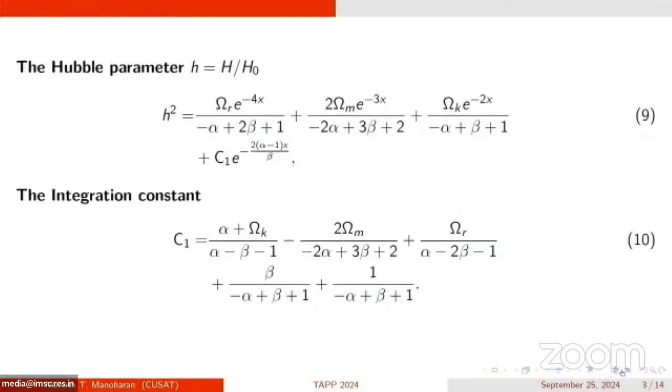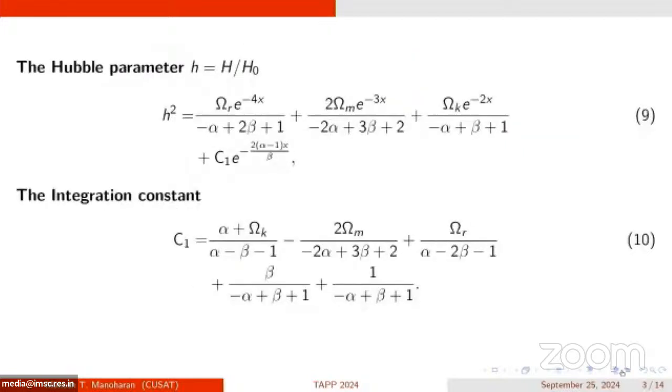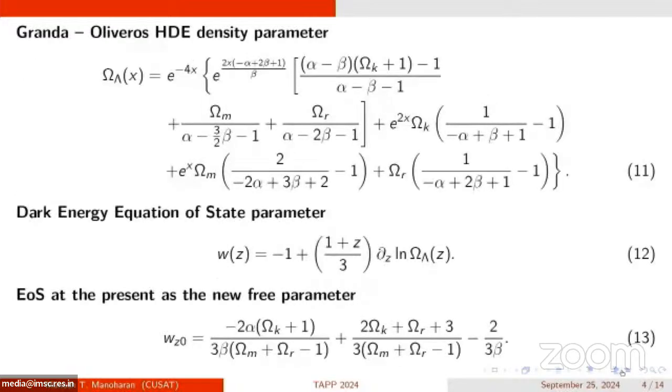So what the values of alpha and beta are is obviously the question. And for that, we need to constrain this model using the observational data. That is the typical way cosmologists work. So for that, we define the dark energy density. For the time being, we are not interested in any sort of interaction, although we can do that. But nevertheless, we define the dark energy density by removing whatever matter and radiation components are here. We take that out, and what we are left with is the density parameter for the Granda-Oliveros holographic dark energy density. And the equation of state is something that we define like this.